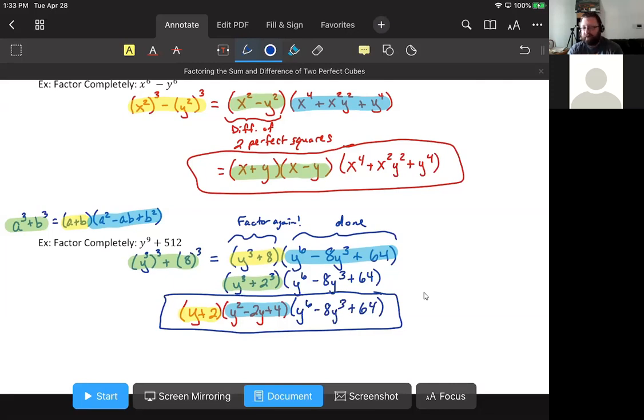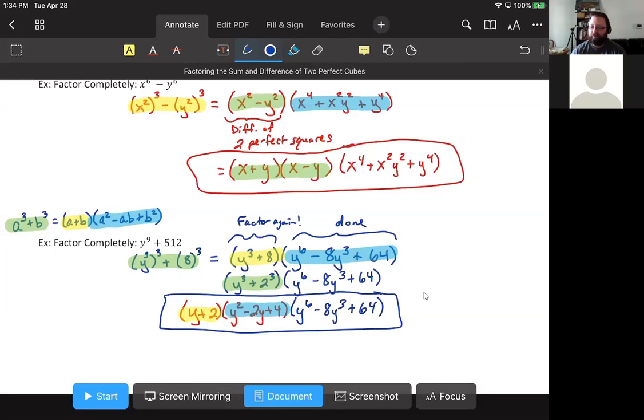Now, the good news is that your assignment is not going to include problems as complicated as these last two for the most part. It will be relatively rare that when you use the pattern the first time that it does factor again. Usually it'll just be the one time.